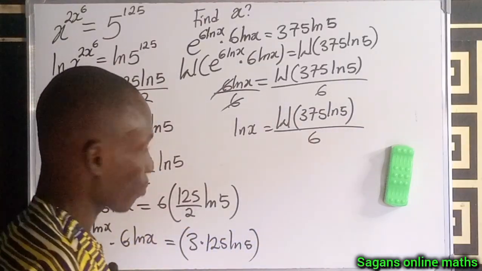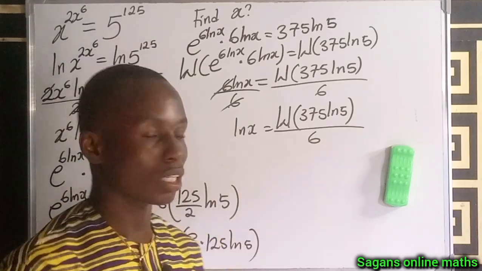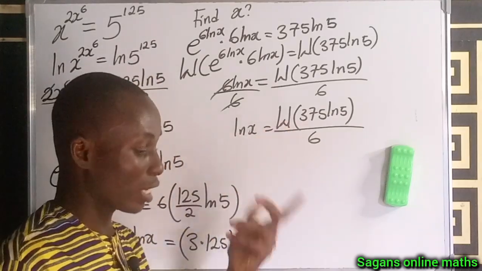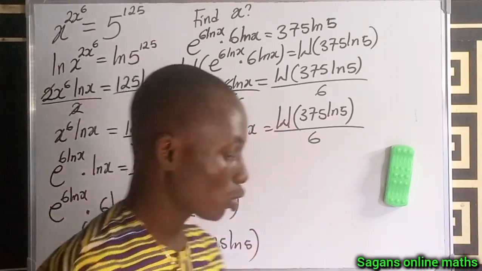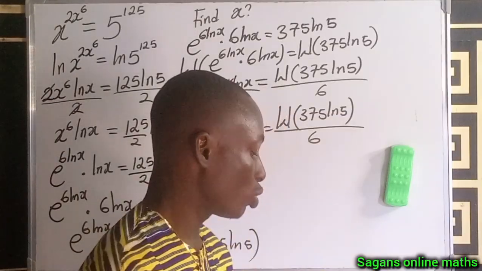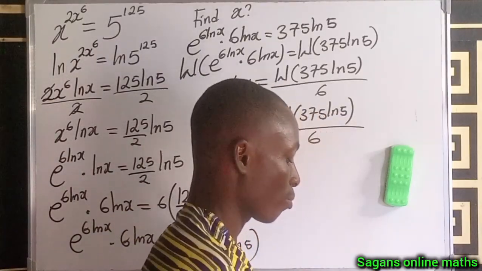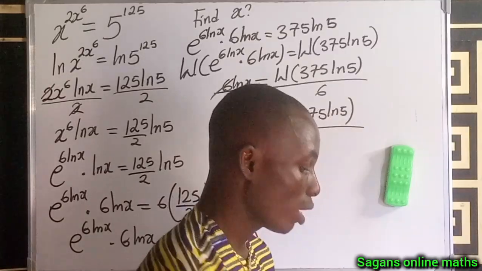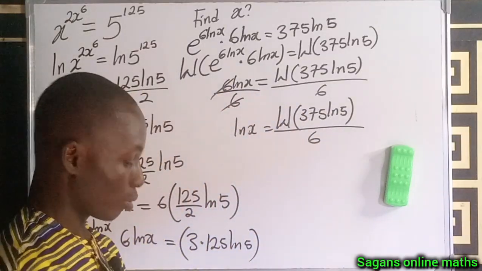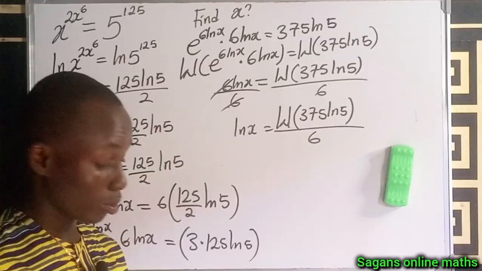Now what are we going to do? Remember, it's not all calculators that have this function, which is the lambda W function, but I have already taken my notes and have those values from the site that I always use when I'm looking for the lambda W function. I'm going to use that value here so that you can also learn. Let me check the lambda W function in my notes.